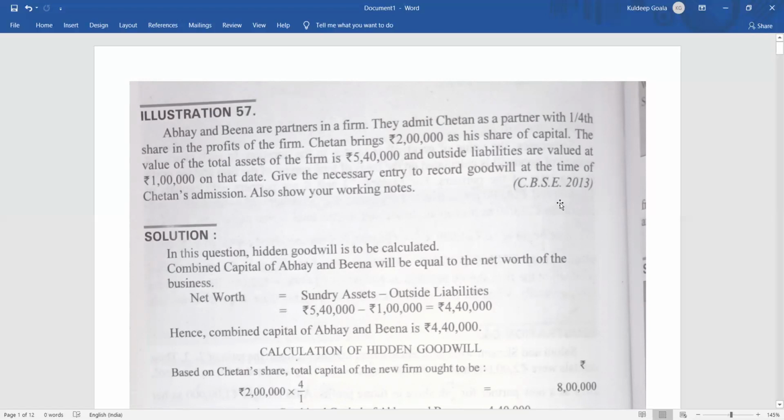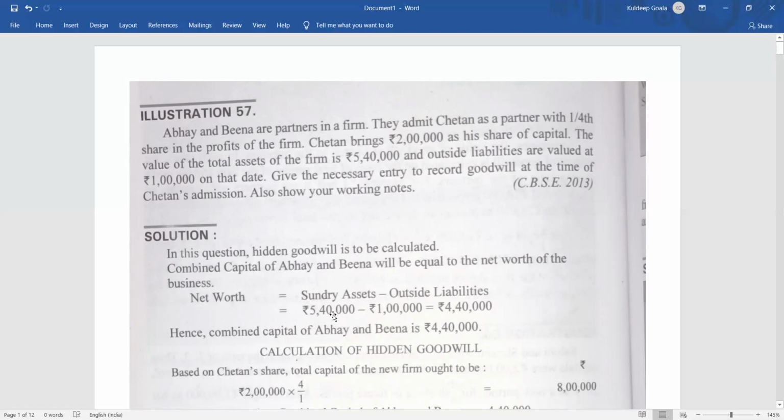This is a CBSE pattern question, it came in 2013. The net worth of the business, as I have already told you, is 5,40,000 minus 1 lakh, that is 4,40,000. It is also called net asset or capital employed. Now we will find out our total capital. On the basis of Chetan's share, the total capital of the firm should be the reciprocal. Chetan is bringing 2 lakh for a 1/4 share, so the total capital will be 8 lakh, which means today's value of the business.